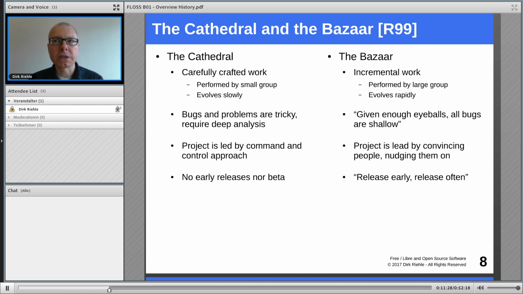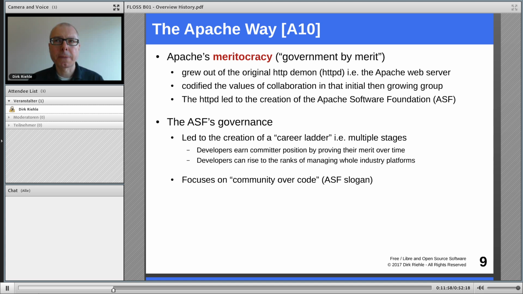For example, that given enough eyeballs, all bugs are shallow. By open sourcing, you get your software to as many people as you can, and because of the high use, or the assumed high use, you will be able to uncover bugs more quickly, with the benefit of maturing the software more quickly. As a consequence also, you should release your software early and often in order to gather that feedback and not work behind closed doors.